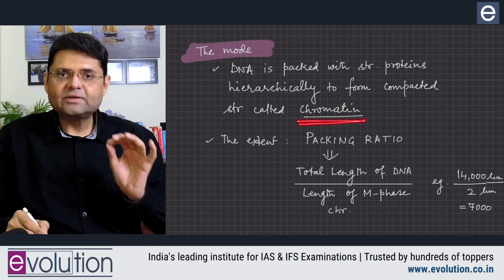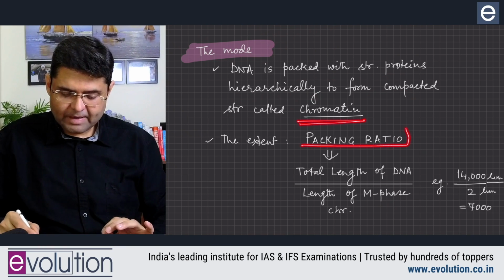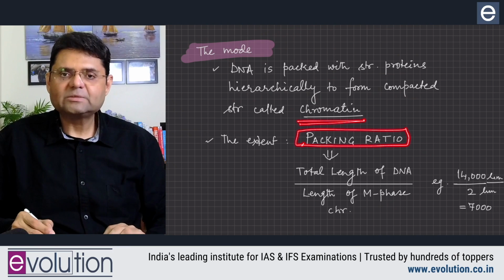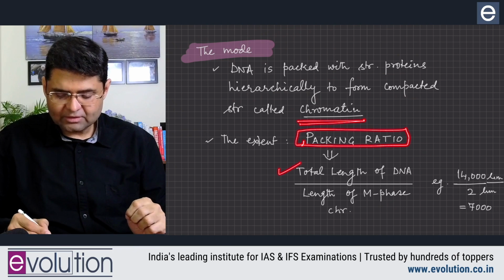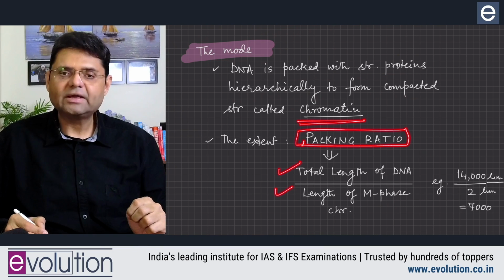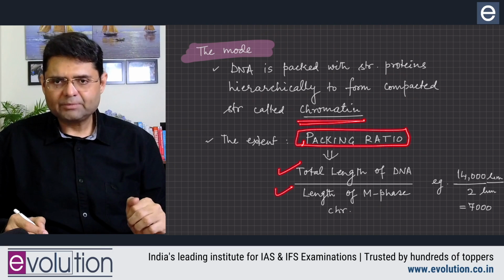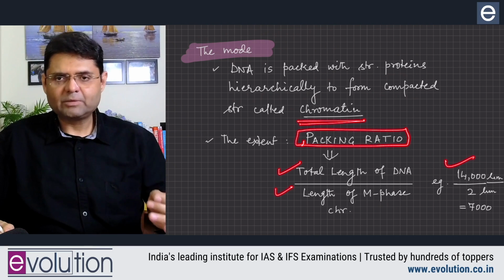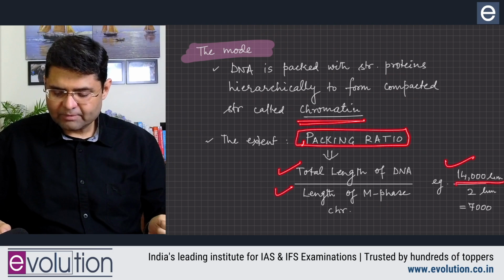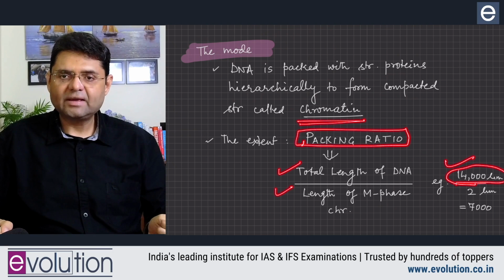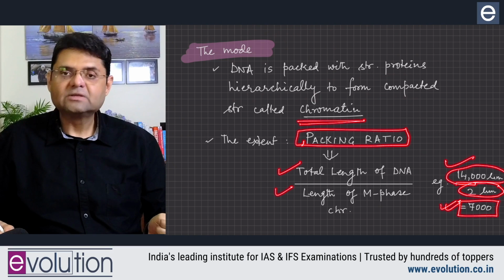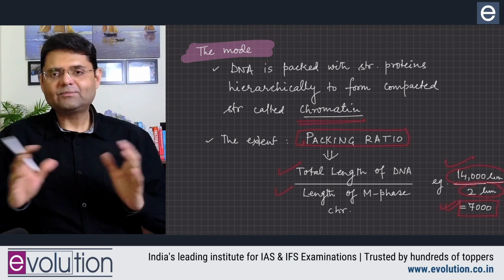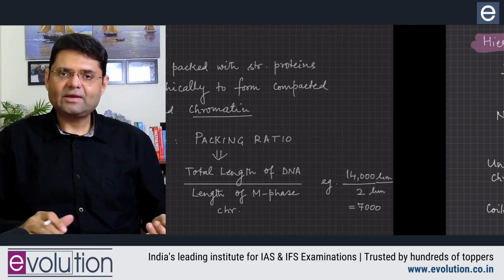The extent of this condensation is known as packing ratio. What is packing ratio? I have given yet another important piece of information: it is the total length of DNA upon the length of the M phase chromosome. For example, for human chromosome number 2, 14,000 micrometer is the extended length and 2 micrometer is the compacted length. So what is the packing ratio? Packing ratio is 7,000.